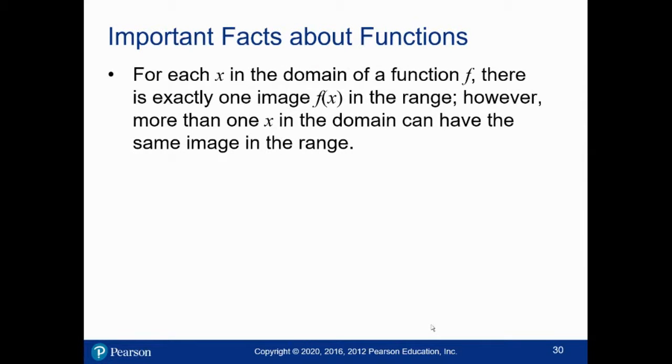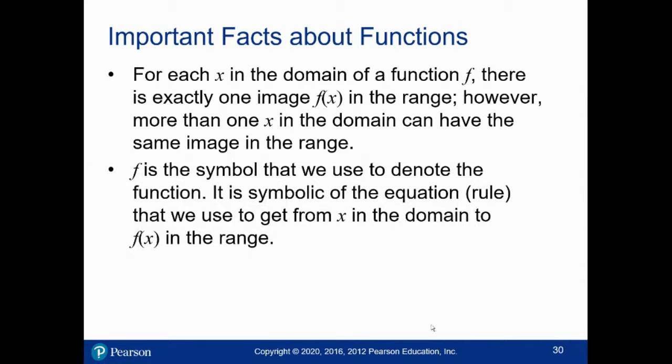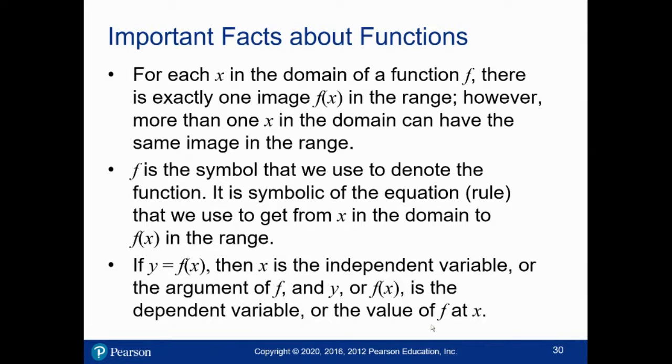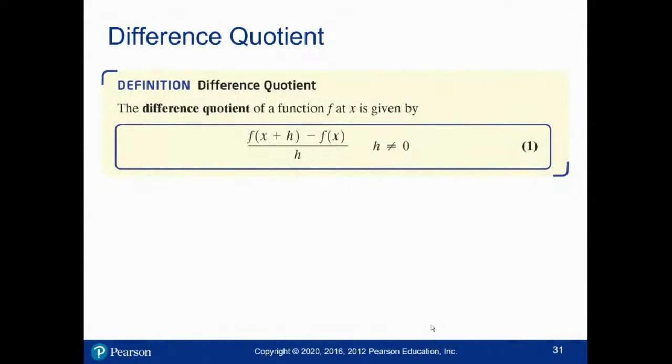Just remember, we've been stressing this as we went through videos, each input can have exactly one output, but it's possible for an output to come from more than one input. That's fine. The symbolic language that we use is f of x for the function f. x is called the independent variable. y is called the dependent variable.